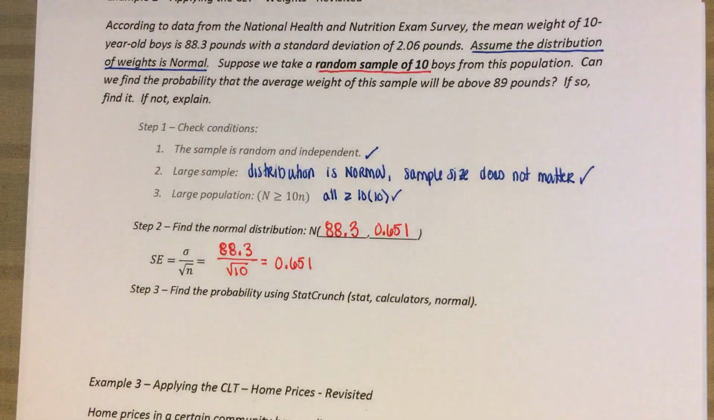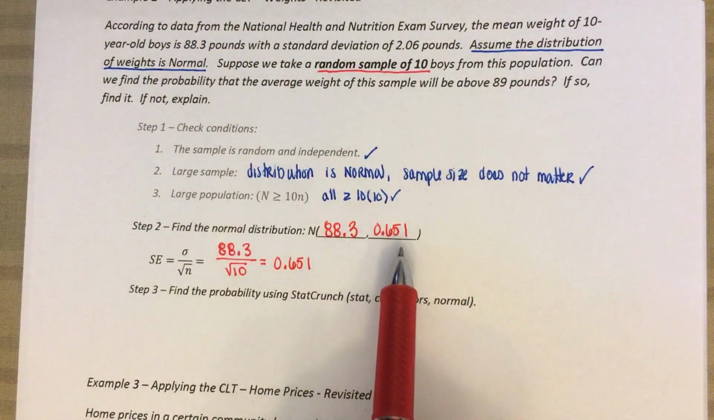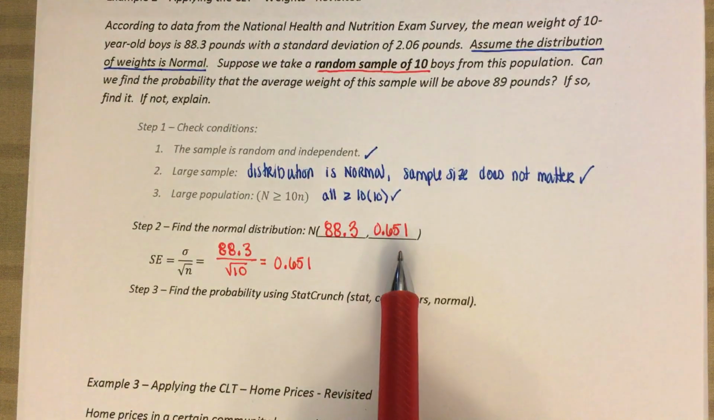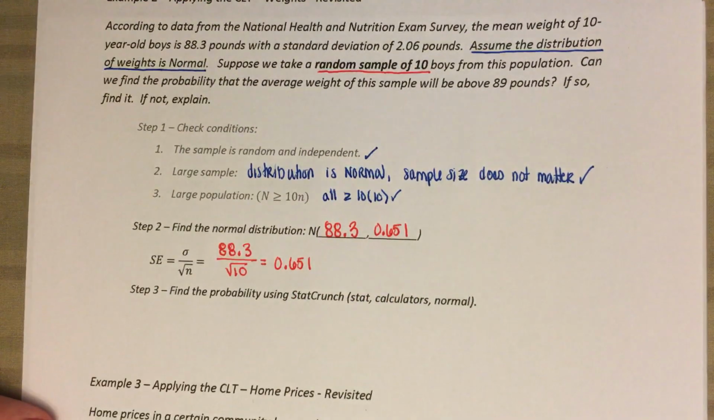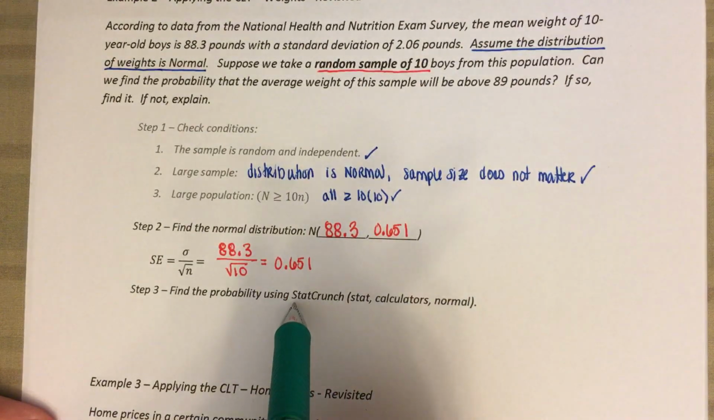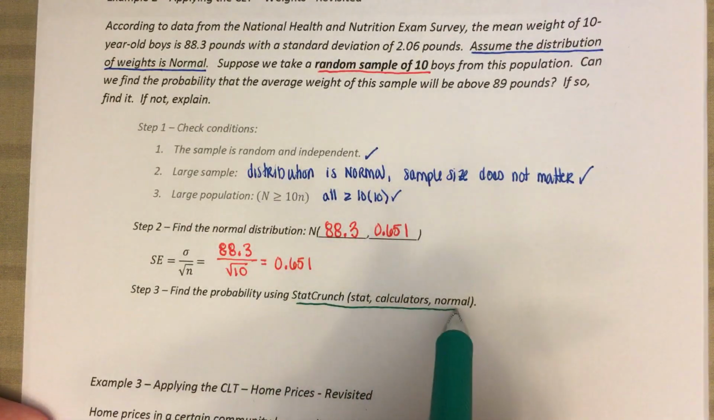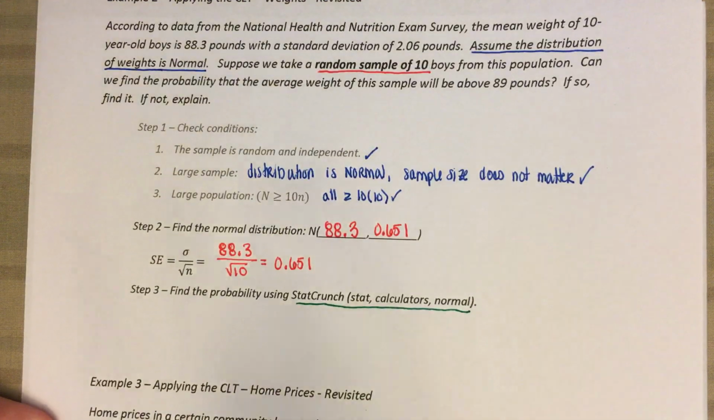Then we're going to go to StatCrunch. We're going to go to our normal calculator, just like we did before. We're going to enter in this value instead of the standard error that we saw in example 2, and then we're going to do our calculations. Our sketch is still going to be an area shaded to the right. I'm not going to list out everything that we're putting in, but we are using StatCrunch to find this probability.